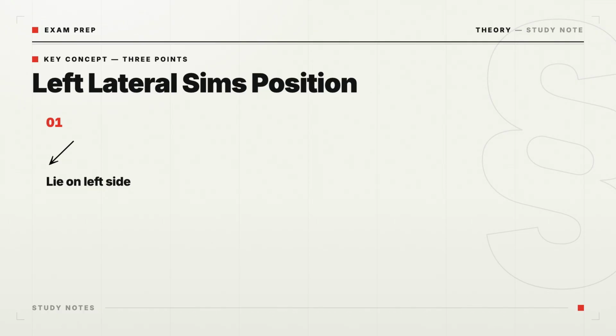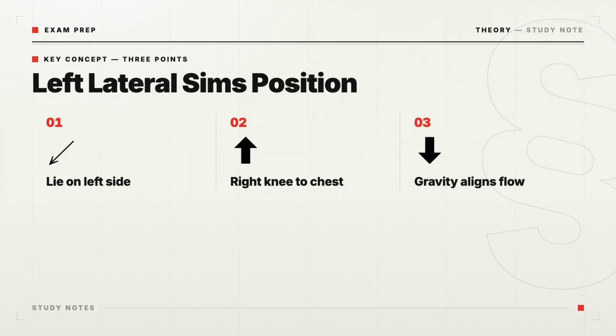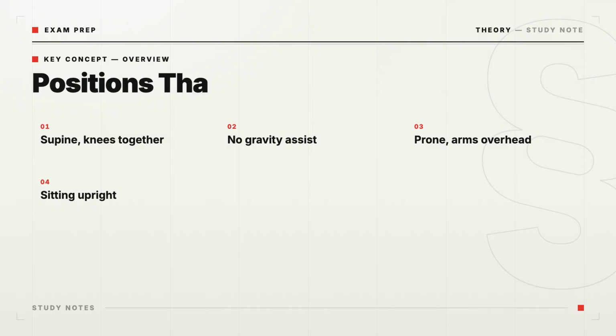The correct position is left lateral, refined to Sims, lying on the left side with the right knee drawn toward the chest. Lying left lines up gravity with the colon's natural downhill path, while the flexed knee opens the area for easy, visible tubing insertion.